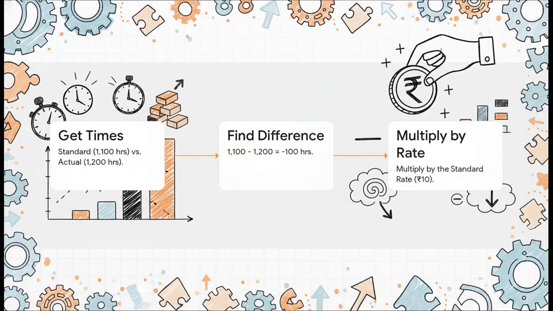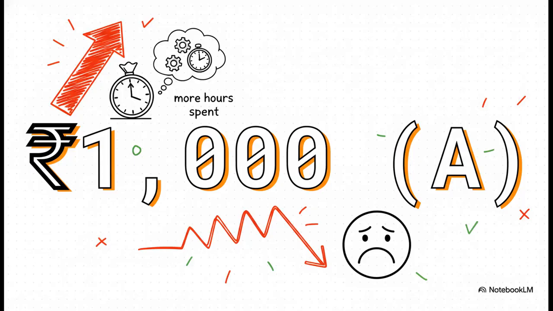So how does that work out? Well, we take the standard time they budgeted, that's 1,100 hours, right? 1 hour for each of the 1,100 units. Then we stack that up against the 1,200 hours they actually worked. That's a difference of negative 100 hours. Multiply that by the standard rate of 10 rupees per hour. And boom, that gives us a 1,000 rupee adverse variance. Now, adverse just means it's bad news. We used more hours and spent more than planned. Seems pretty cut and dry, right?